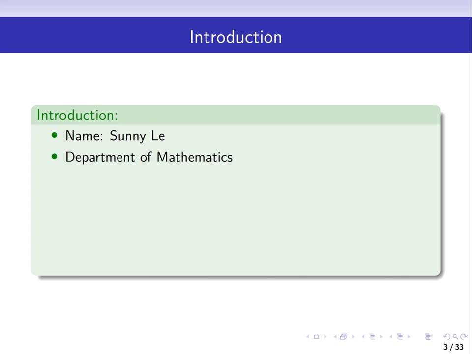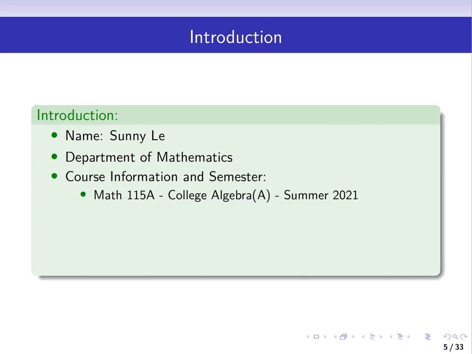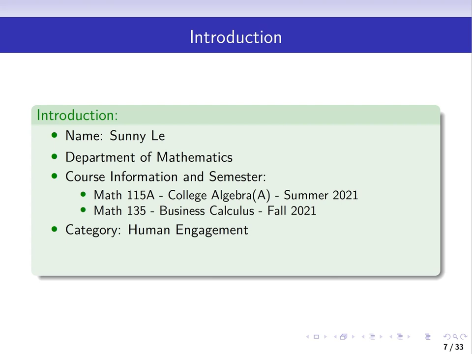For this submission, I will use products from the Math 115A College Algebra during the Summer 21 and the 135 Business Calculus during the Fall 21 semesters. I am a huge fan of active learning, so my focus today will be on human engagement using different in-class activities such as Jamboard for Math 115A and GoogleDoc for Math 135.